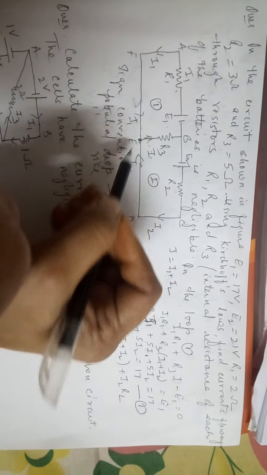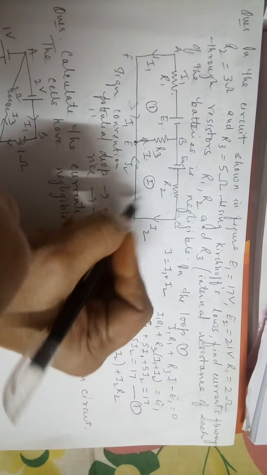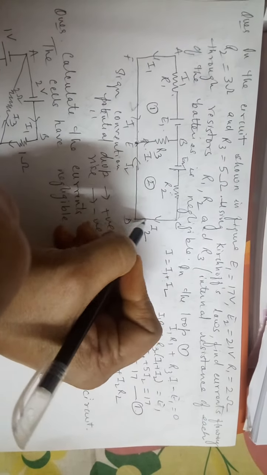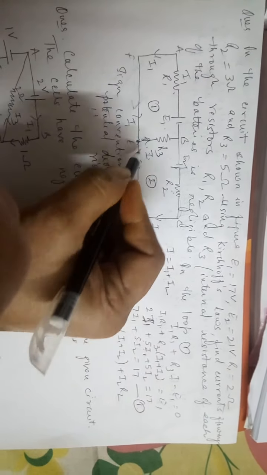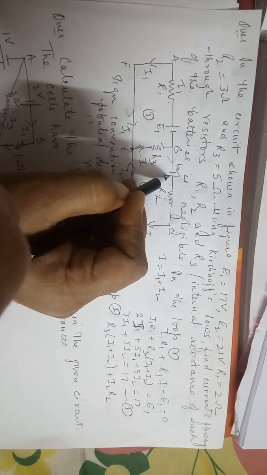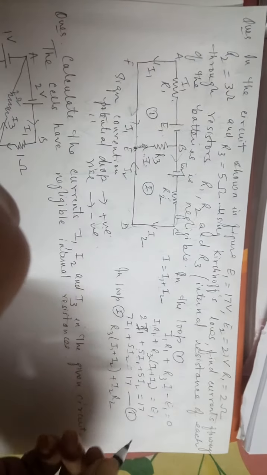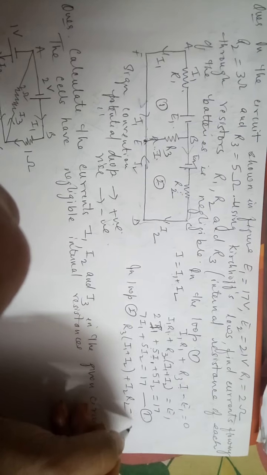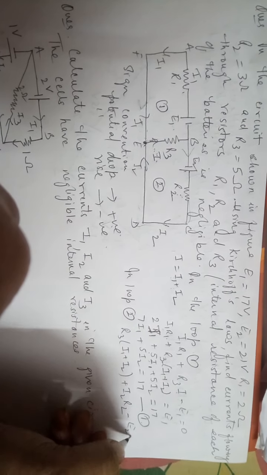direction. Let us assume we are taking this as positive because it is coming out like this. So here it is I2 R2, this is R3I, and again if it enters here, it goes from negative to positive, there is a rise. So this is minus E2 is equals to 0.